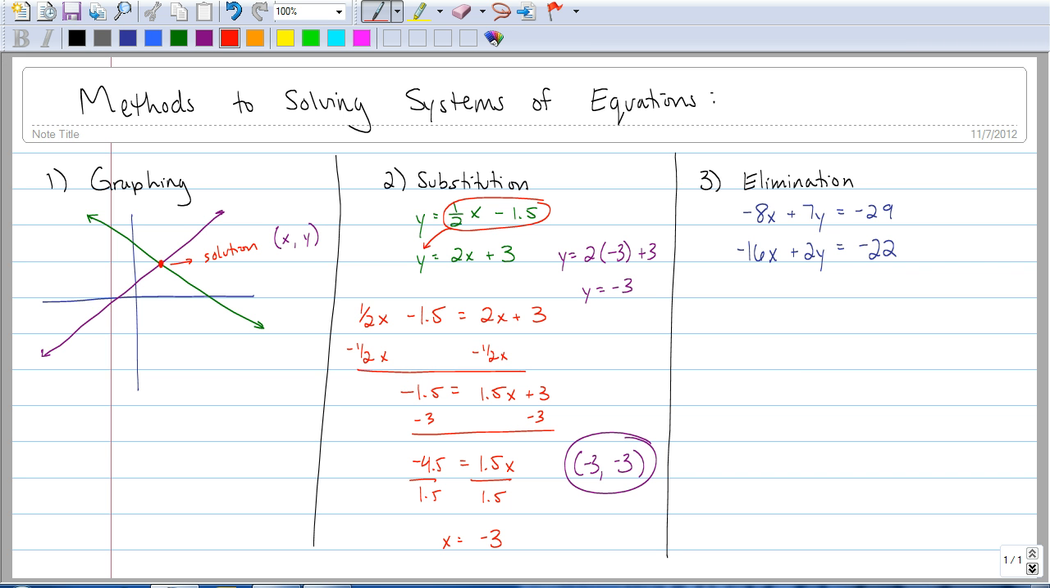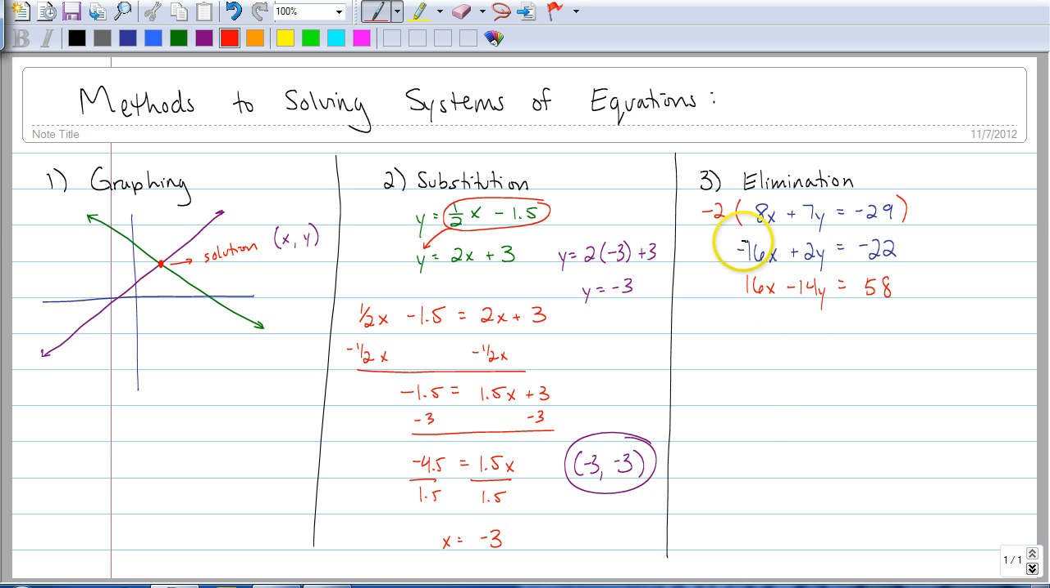To do that, I'm going to multiply one of the equations by a number. So I'm trying to get two of the variables to match up with opposite signs, meaning, looking at this first equation, if I were to multiply this first equation by a -2, -2 times -8x would make that a positive 16x. Then I'd have a -7y, so that's going to be -14y, and that would be equal to -2 times -29. Now that would be a positive 58.